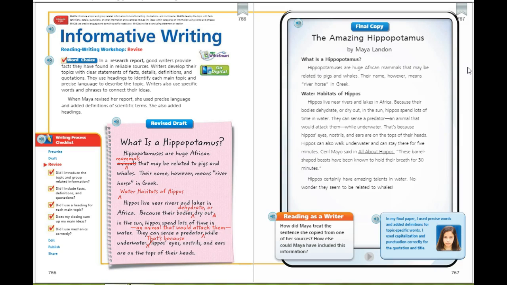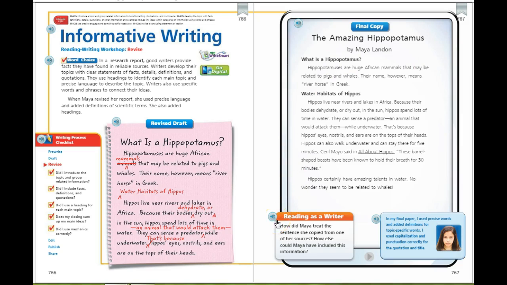Hippos can also walk underwater and can stay there for 5 minutes. Cyril Mayo said in All About Hippos, "These barrel-shaped beasts have been known to hold their breath for 30 minutes." Hippos certainly have amazing talents in water. No wonder they seem to be related to whales.